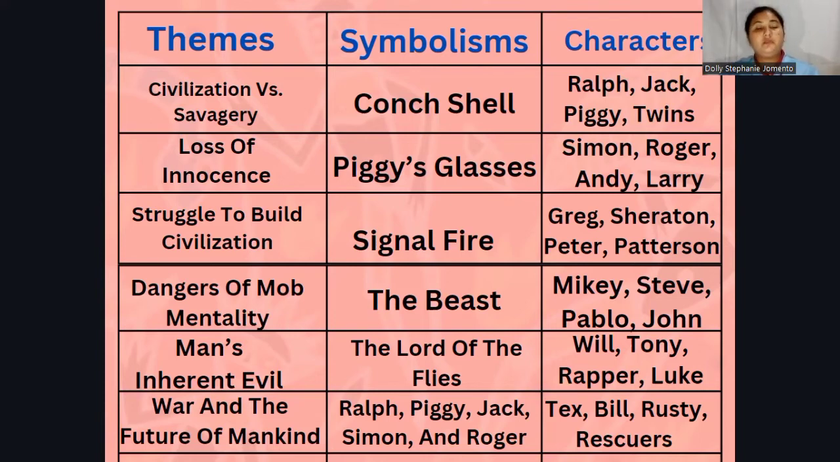So next theme is struggle to build civilization. The struggle to build civilization forms the main conflict of the Lord of the Flies. Ralph and Piggy believe that structure, rules, and maintaining a signal fire are the greatest priorities, while Jack believes hunting, violence, and fun should be prioritized over safety, protection, and planning for the future.